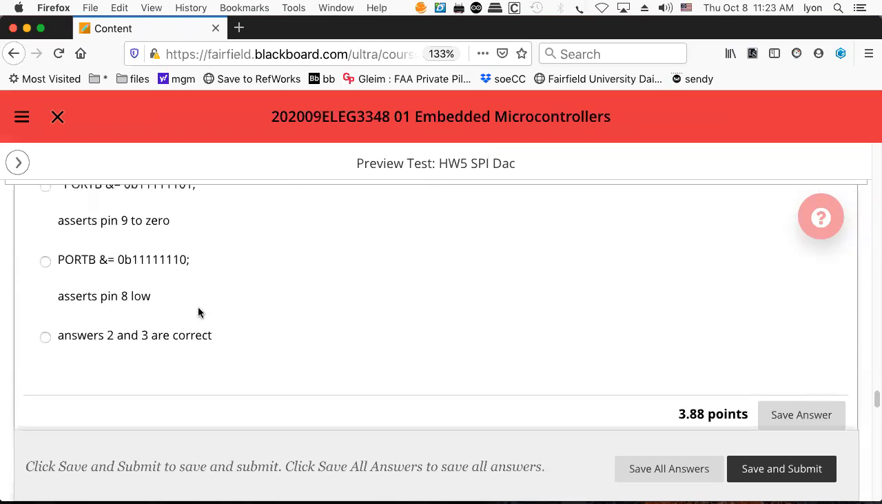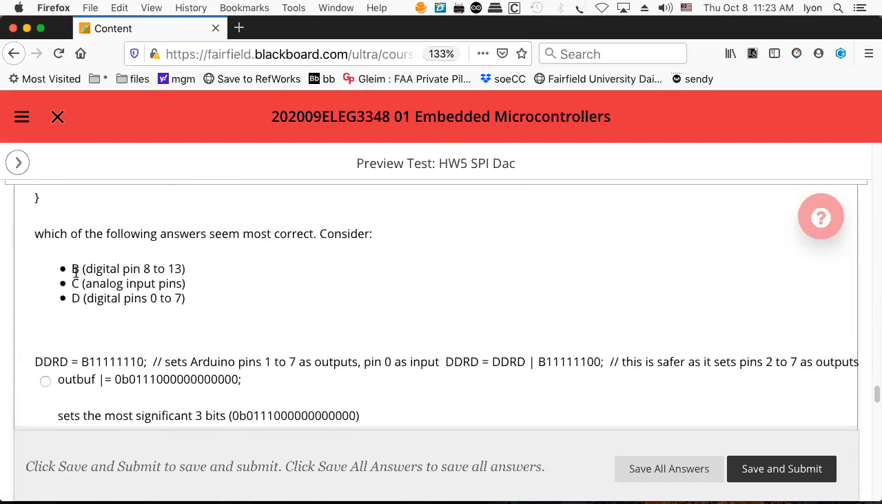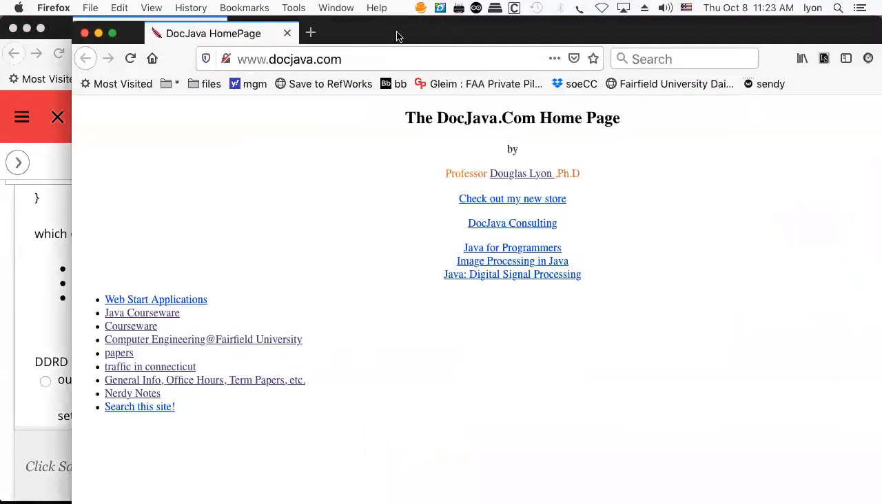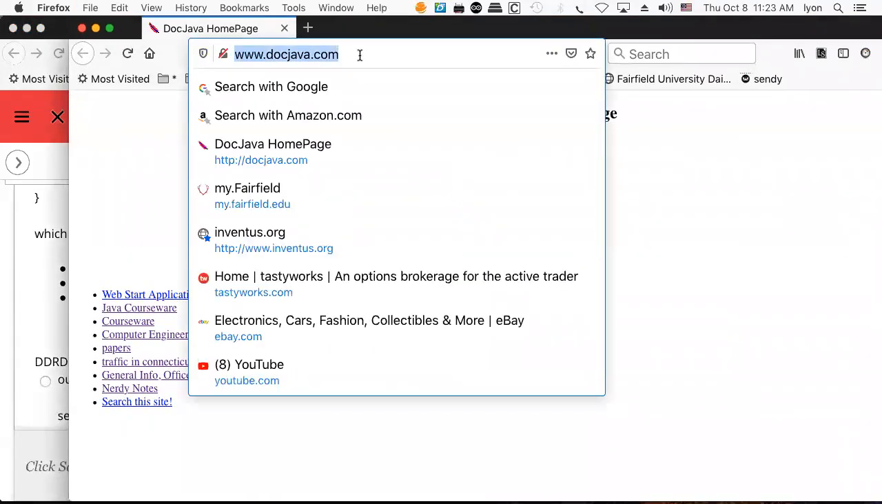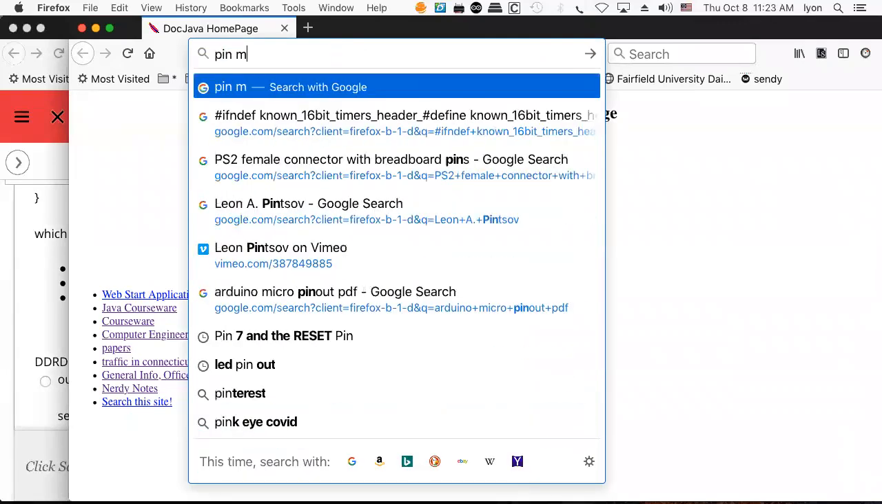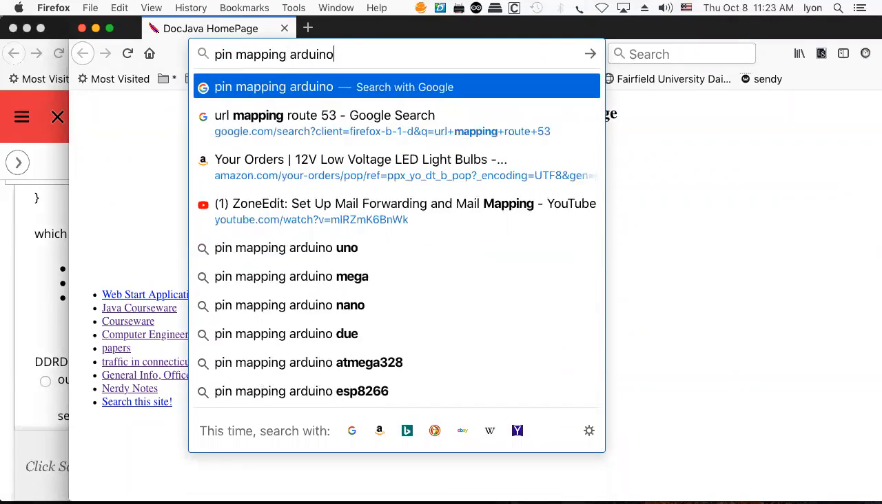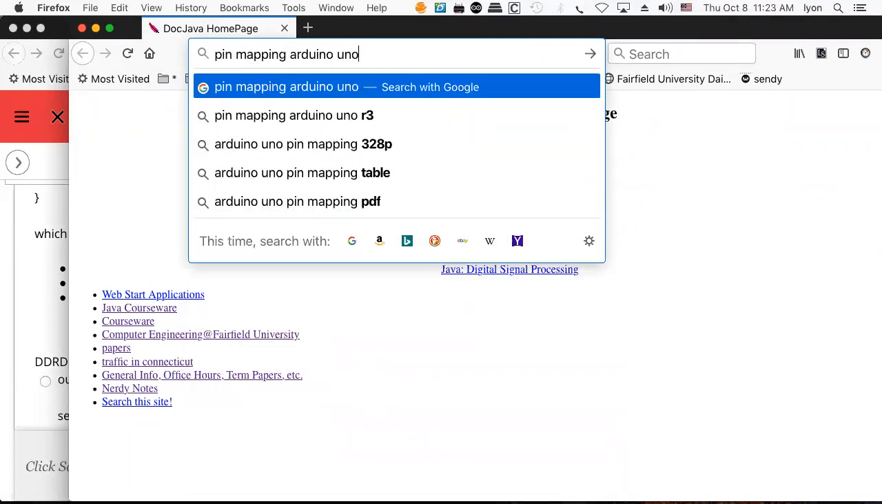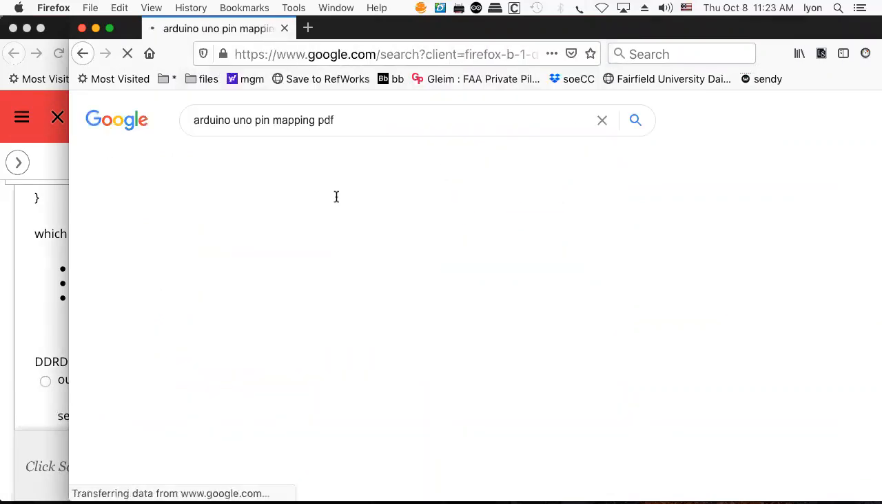And maybe you can see why that's true because of how the pin mapping goes. And not to put too fine a point on it, but if you wanted to, you can always get the pin mapping for the Arduino Uno. Oh, they have a nice PDF file here, I guess.